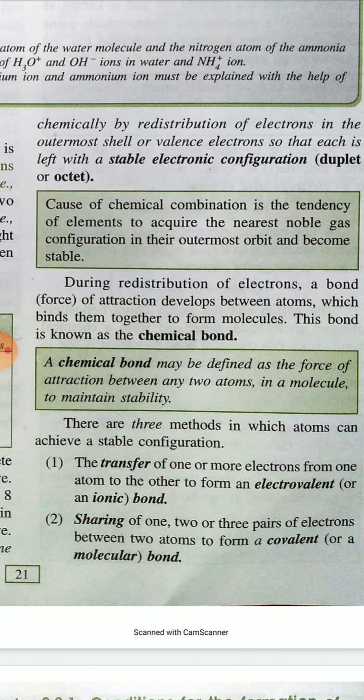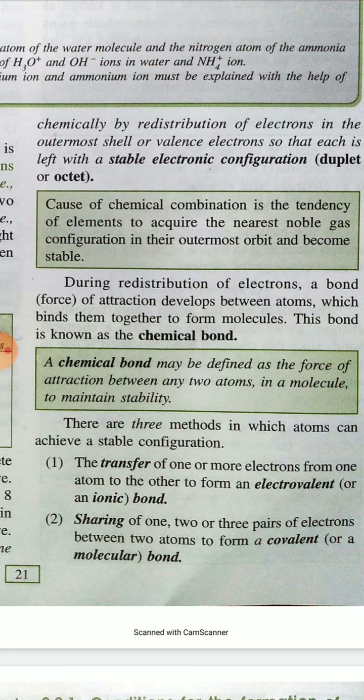Why do atoms react? Because in most cases atoms don't have 8 electrons in their valence shell, that is, they do not have an octet in their valence shell. That's why they are not in a stable condition like noble gases. So the cause of chemical combination, that is chemical reaction, is the tendency of elements to acquire the nearest noble gas configuration in their outermost orbit and become stable.